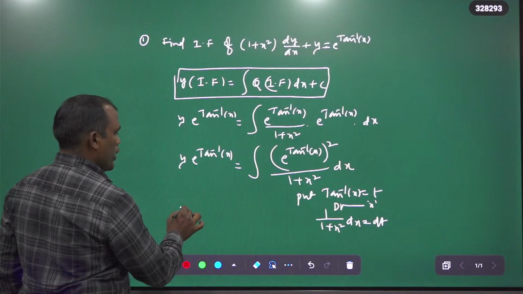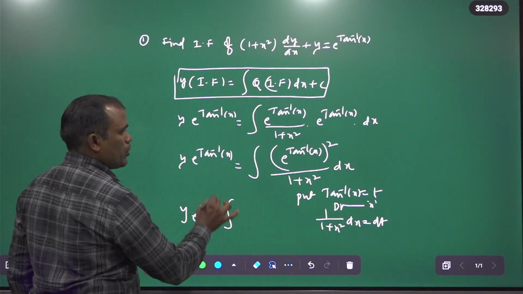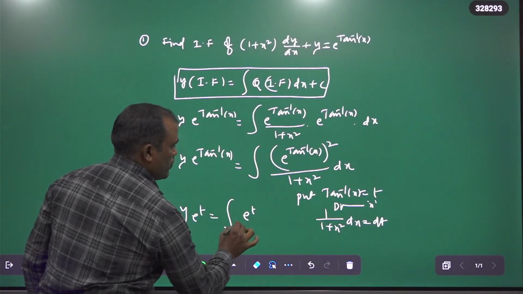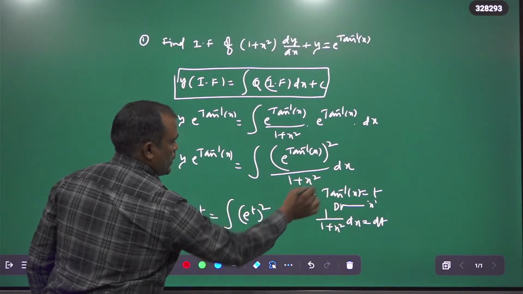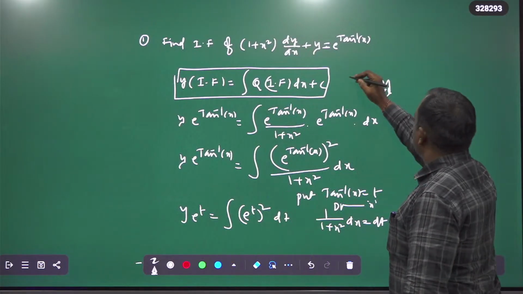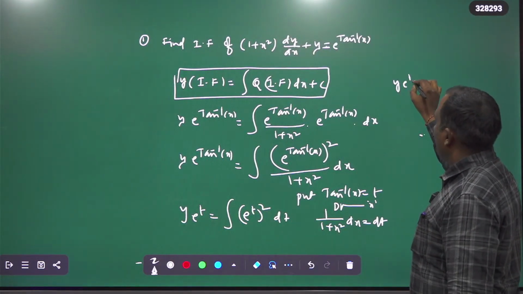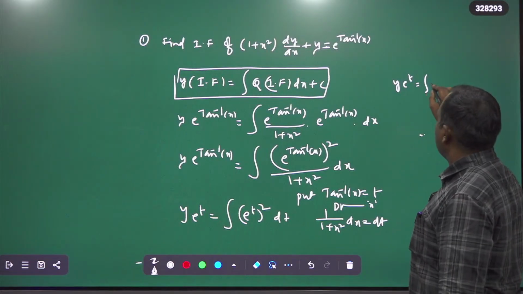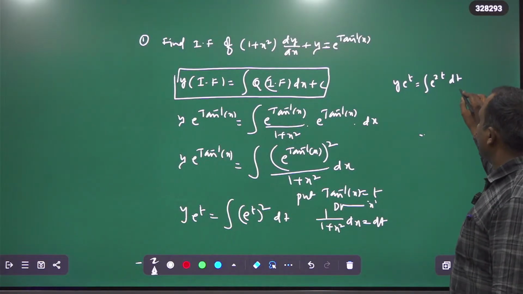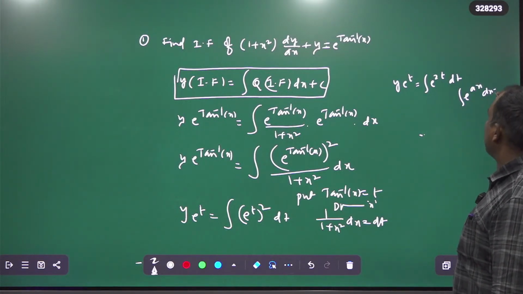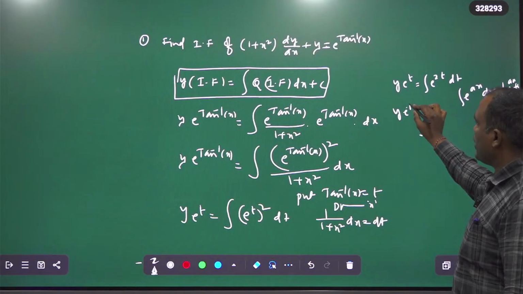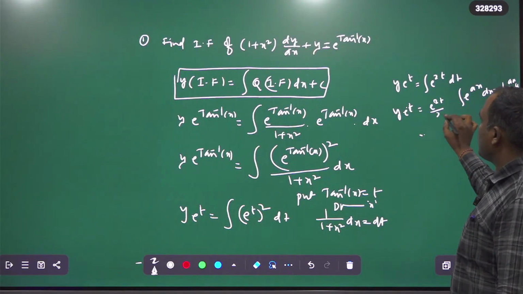Okay. Now e power tan inverse of x whole square is nothing but e power t whole square, and 1 by 1 plus x square into dx is nothing but dt. Now the integral equals integral of e to the power of 2t into dt. So we have one standard formula, integral of e power ax into dx is equal to 1 by a into e power ax plus c. So this equals e power 2t by 2 plus c.